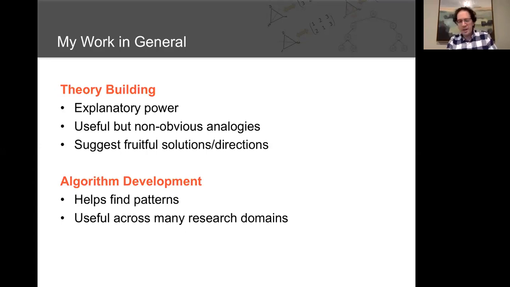All right, so with that context, I want to get to sort of the technical content of my talk, which is how do we understand complex systems? And there are, of course, many ways to do this, and I want to tell you about a few that I've been working on in the past few years.